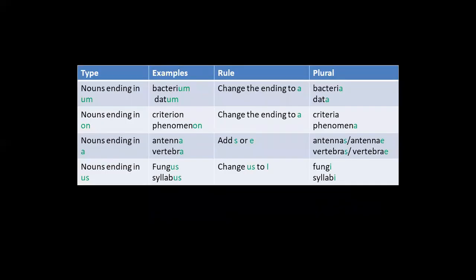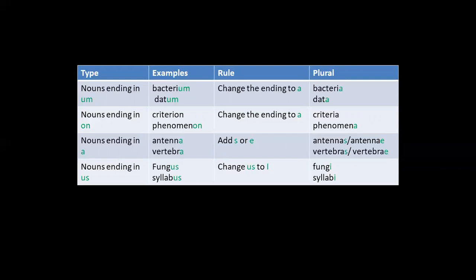Now, type, examples, rule, plural. Nouns ending in um: bacterium, datum. So in order to make the plural form of this word, we have to change the ending to a. Bacterium, bacteria. Datum, data. The plural form of bacterium is bacteria. What we have done, we have removed the um from the end of the word and added a. That's all.